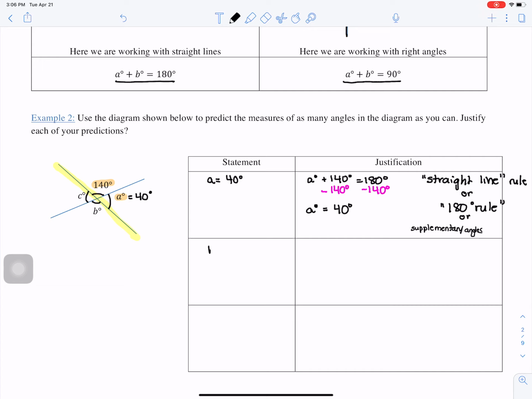Now I'm going to say, well, what is B equal to? Well, I know that if I look at the other part of the X, it's another straight line. So I know that B plus A, which we just found out, has to equal 180 degrees. From the previous step, I solved for A, which was 40 degrees. I want to isolate for B, so I'm going to subtract 40 degrees from each side. And I'm going to get that B is equal to 180 minus 40 degrees, which is 140 degrees. I'm going to call this again the straight line rule.